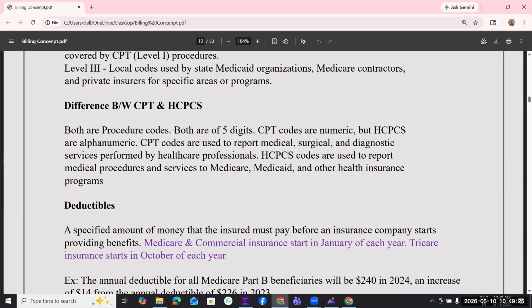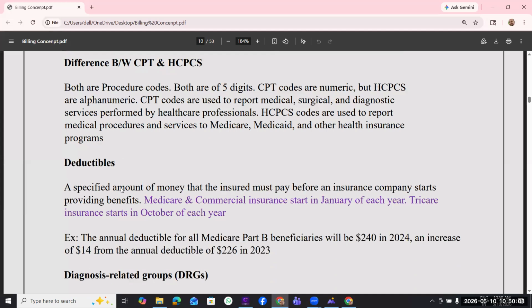So what is the difference between CPT codes and HCPCS codes? Both are procedure codes, both are 5 digits. CPT codes are numeric, but HCPCS codes are alphanumeric. CPT codes are used to report medical, surgical, and diagnostic services performed by the healthcare professional. However, HCPCS codes are used to report medical procedures and services to Medicare, Medicaid, and other health insurance programs. So this is the difference between HCPCS codes and CPT codes, so you are clear on that.